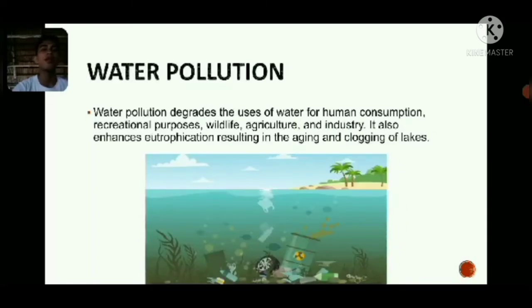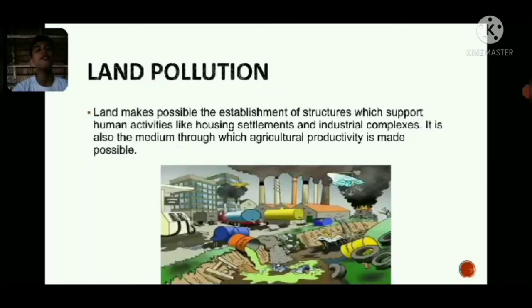Water pollution. Water pollution degrades the uses of water for human consumption, recreational purposes, wildlife, agriculture, and industry. It also enhances eutrophication, resulting in the aging and clogging of lakes. Land pollution. Land makes possible an establishment of structure which support human activities like housing, settlement, and industrial complexes. It is also the medium through which agriculture productivity is made possible.